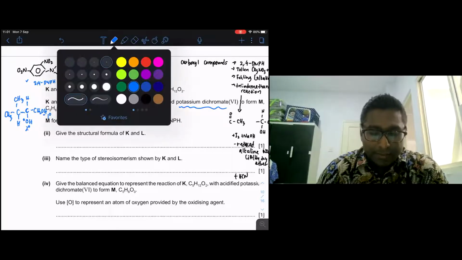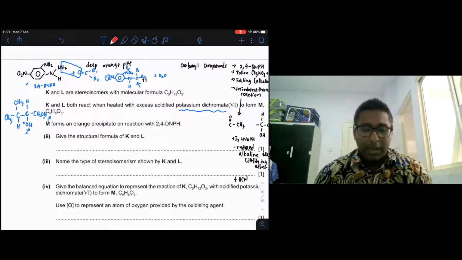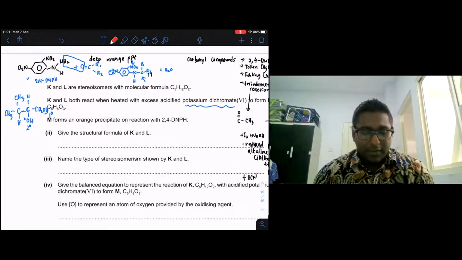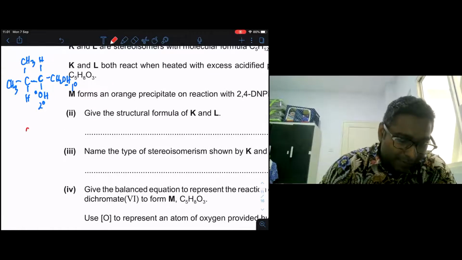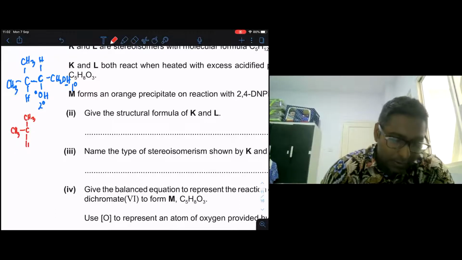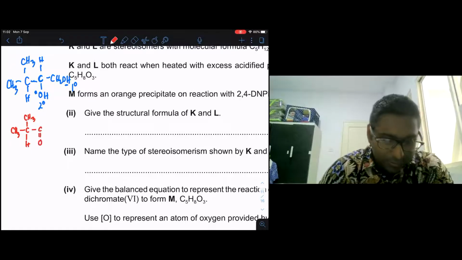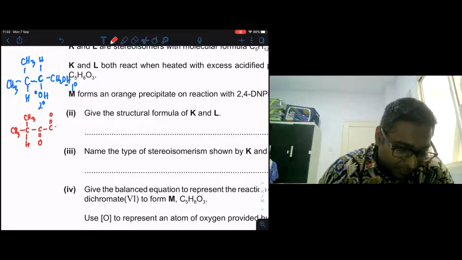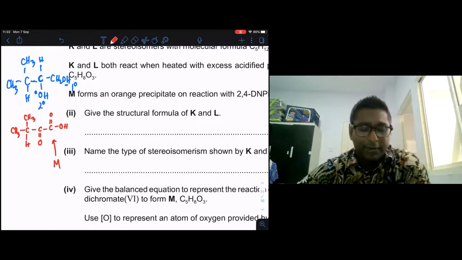Now, let's try to form the M first. Here you will have CCH3, CH3. When you oxidize a secondary alcohol, you will get a ketone. Just put it like this. This is the ketone. When you oxidize a primary alcohol, you will get a carboxylic acid. You just put this. This is M. I found what M is.